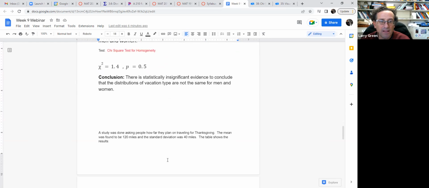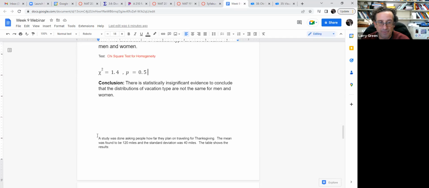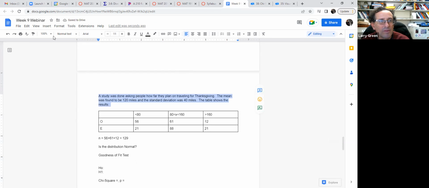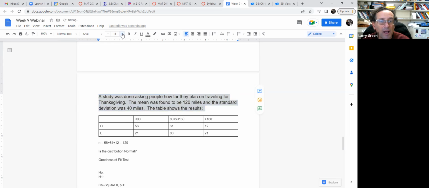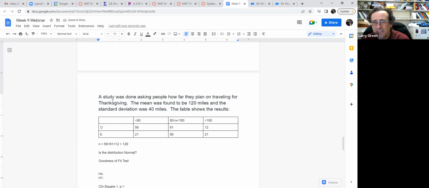Okay, let's do one more example. A study was done asking people how far they plan on traveling for Thanksgiving. We've got Thanksgiving coming up, hopefully you all know that, in 9 days. The mean was found to be 120 miles. The standard deviation was 40 miles. Sound good? The table shows some results.